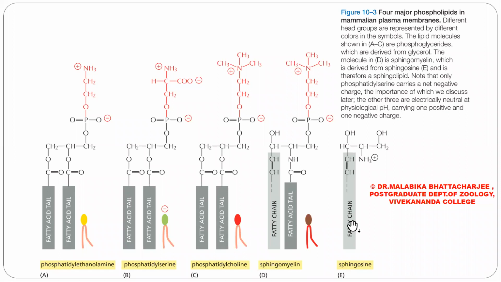So this has been derived from this. So this is the precursor. So sphingomyelin has been derived from sphingosine and is therefore a sphingolipid. As I said, a point of note is that phosphatidylserine carries a negative charge. Now, this particular phospholipid is important in the sense that in your syllabus, there's another topic that we will be dealing with, that is apoptosis.